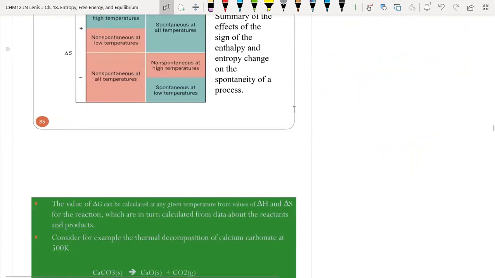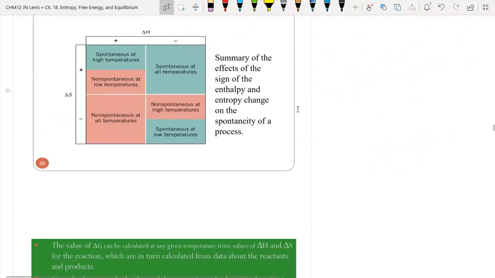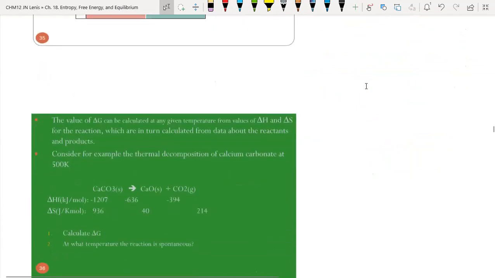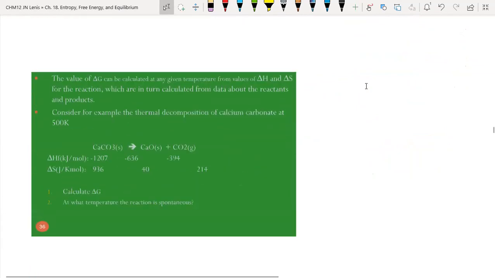Here is the summary again. It's another version of the same table, same analysis. Here is one example. We're going to use this example to apply all these concepts. I'm going to leave it here. I'll continue on the next chapter.